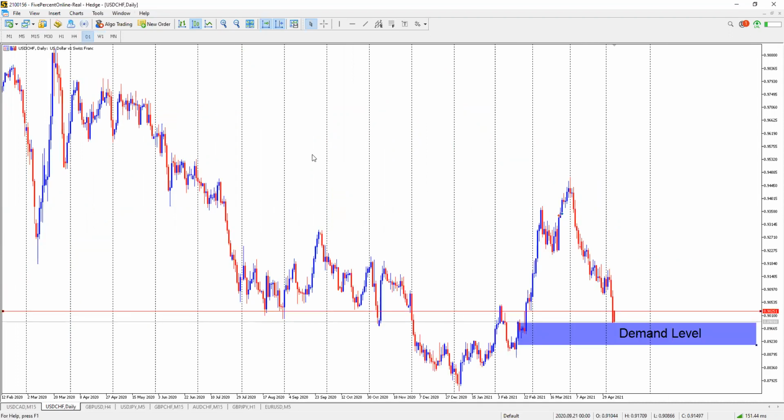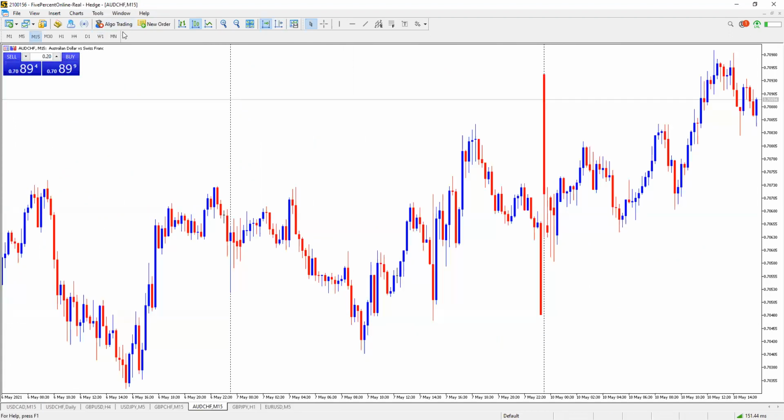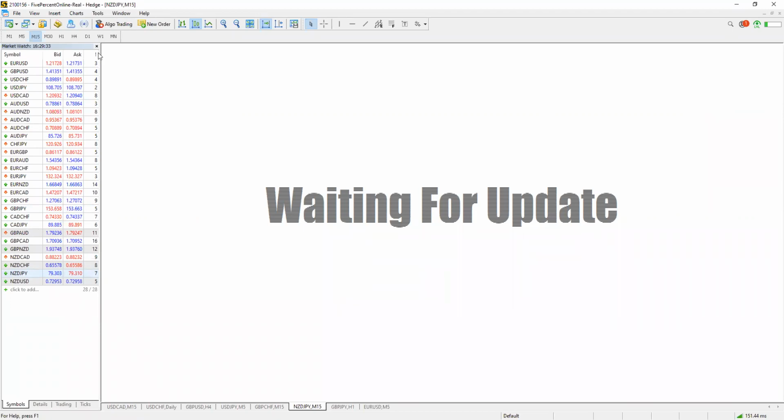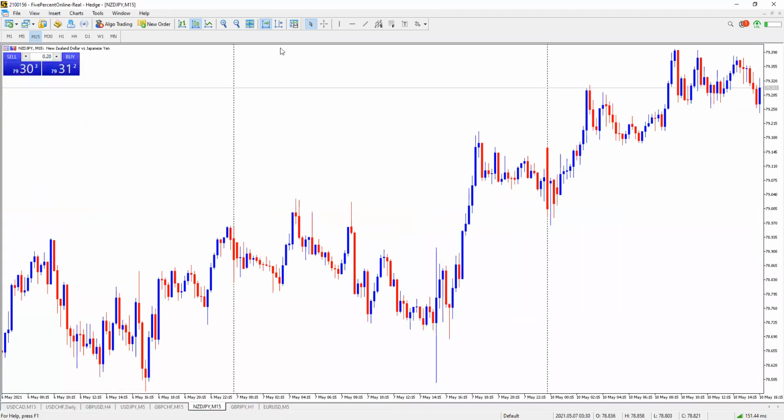Okay. All right. So let's take the Kiwi against the yen. Oh, I promised the gold. All right. We'll do the gold very soon. That's the Kiwi against the yen. Okay.